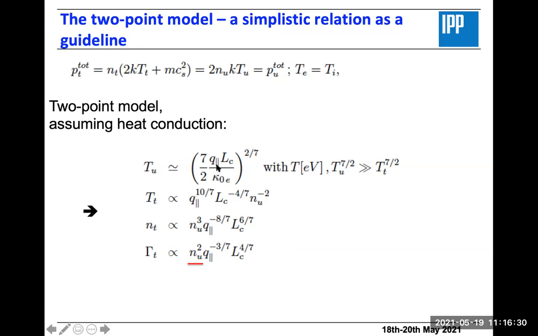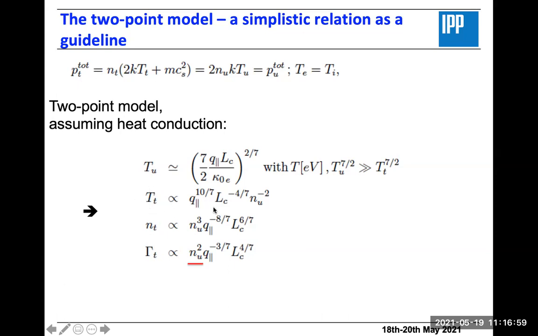Of course, if you look into the details, this generalized statement is not true. If you look into the details, the temperature upstream is something between 70 and 130 eV, depending on the discharge conditions. But for the sake of simplicity, often they say it's just 100 eV because of this weak dependence on the power into the scrape-off layer.